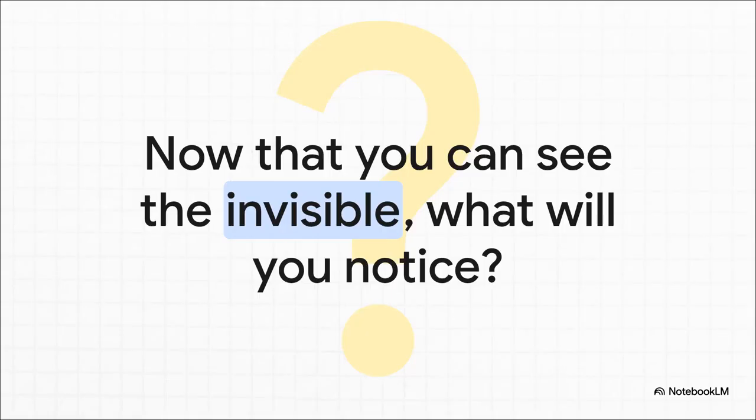So we started this whole journey with a simple cup on a table. But now you have the tools to see the invisible drama. You can see the constant pull of gravity, the steadfast push of the normal force, the friction that holds things in place. You have the language of free body diagrams. So my question to you is this. Now that you can see the invisible, what are you going to notice differently about the world around you?